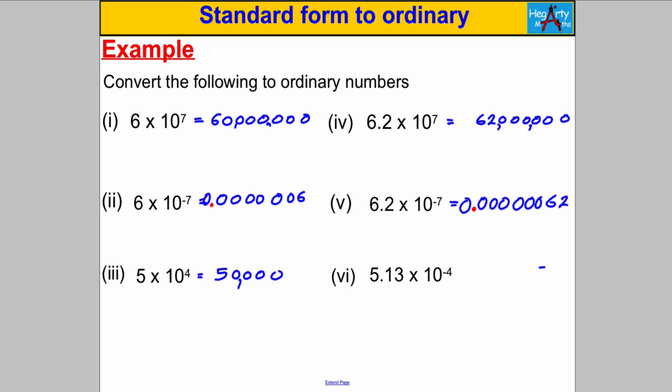So I'm going to write my 5, my 1 and my 3 over here. I'm writing it over here because I know it's a small number, and all I've got to do is count 4 zeros in front of the 5. 1, 2, 3 and 4, and my decimal point must go here. And there you go, that's me converting from standard form to ordinary numbers.